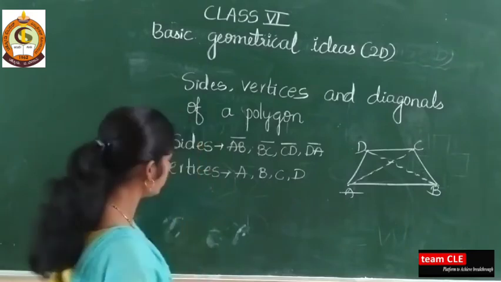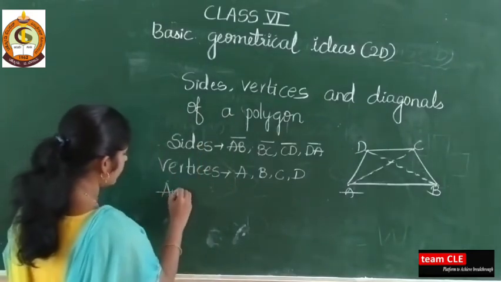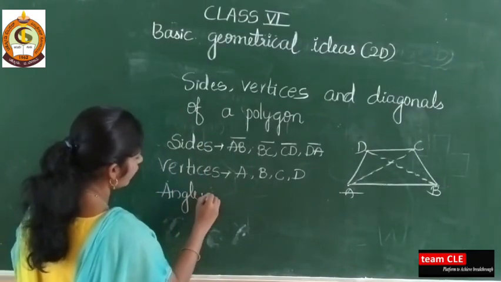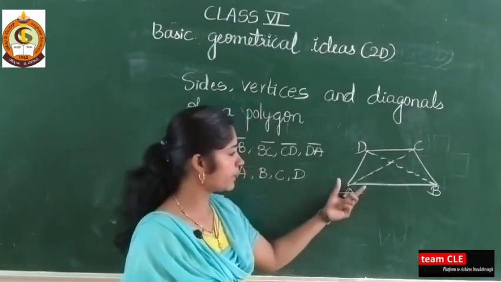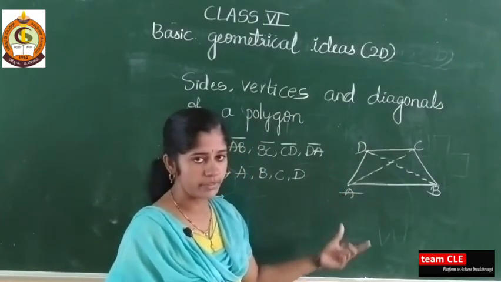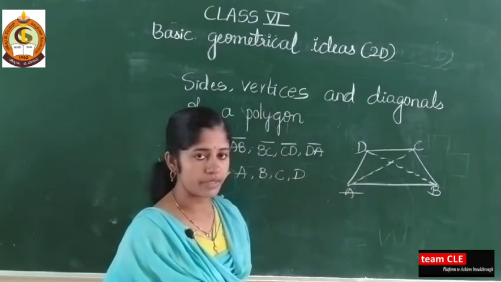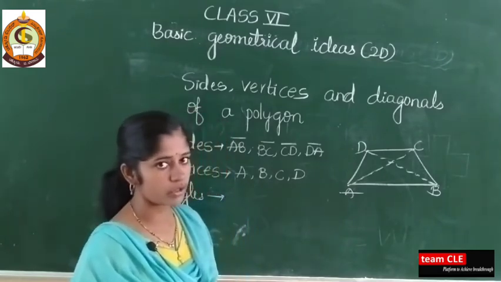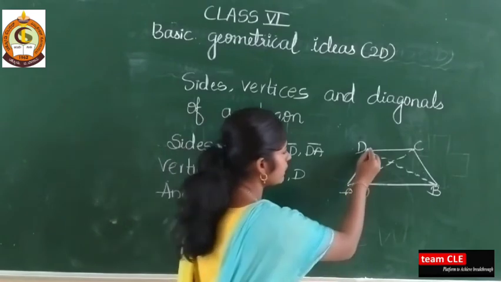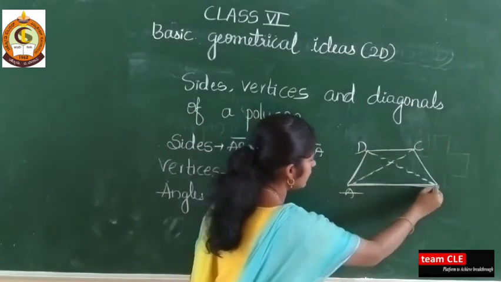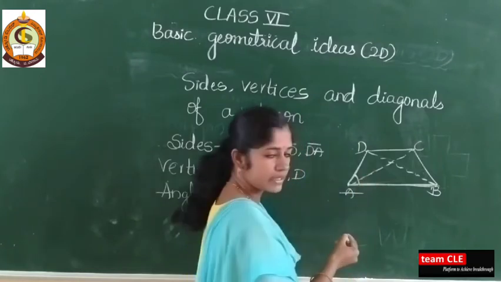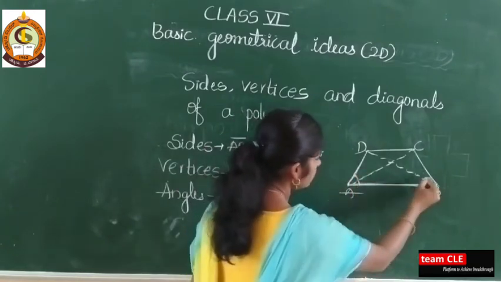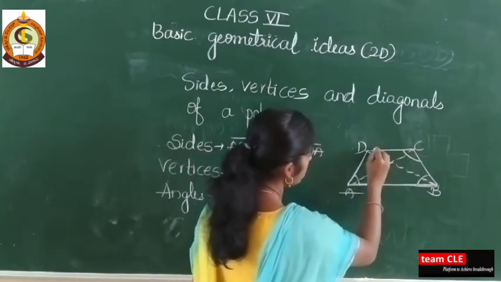Next, here one more is there, that is angles. Already you know about angles. Angles means, see here, after two rays meet at a point, whichever figure is formed, for that only we are calling it an angle. So here two line segments meet at a point, and here what has formed? Angle. Here how many angles are formed? Let's see, 1, 2, 3, 4.